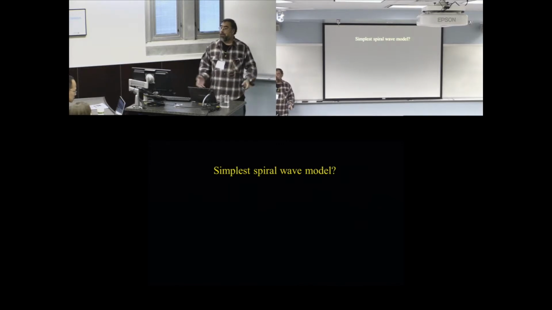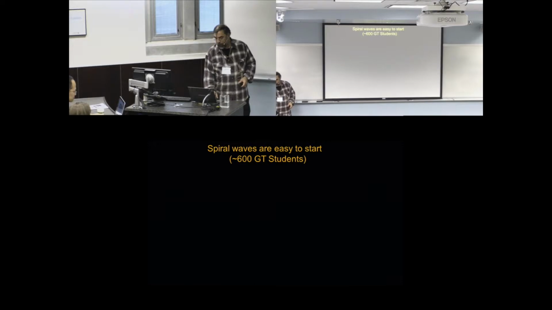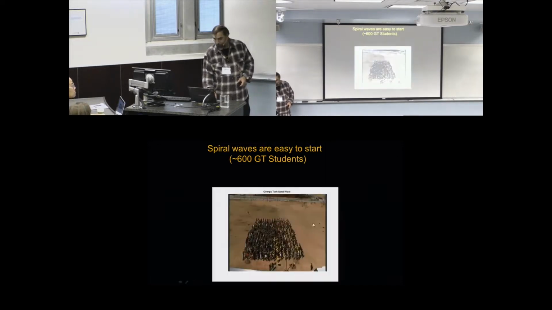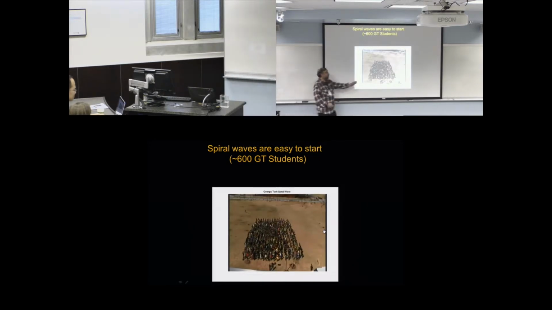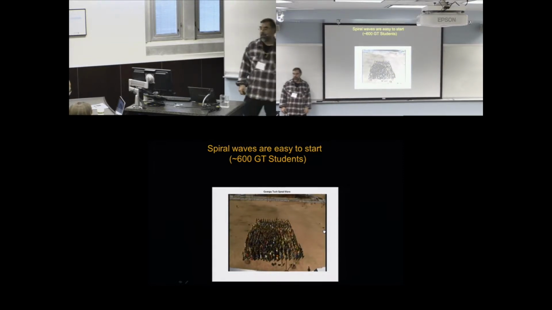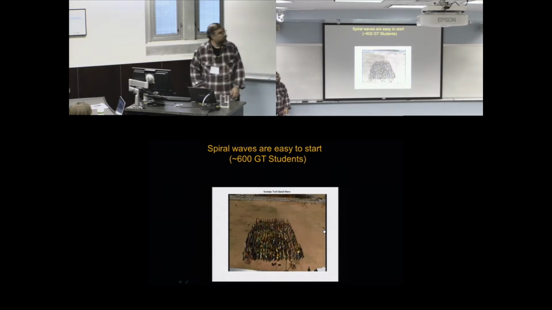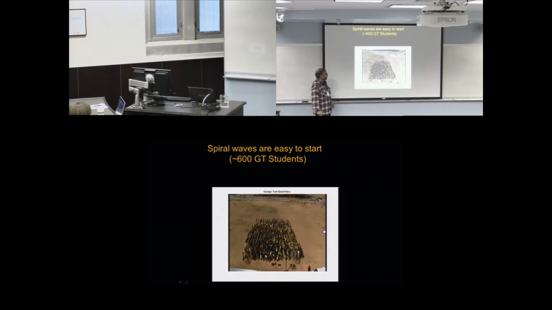Same way you can have a simpler model for the cell, you can have a simpler model for spiral waves. One of the simplest ways is to collect a bunch of students. You can get 600 students at Georgia Tech and put in a premature stimulus. You can initiate with a pulse that is broken, and then you can initiate a spiral wave. It's a very simple system to initiate a spiral wave. The more students you have, the larger the wavelength, but at least 600 is enough to have one.